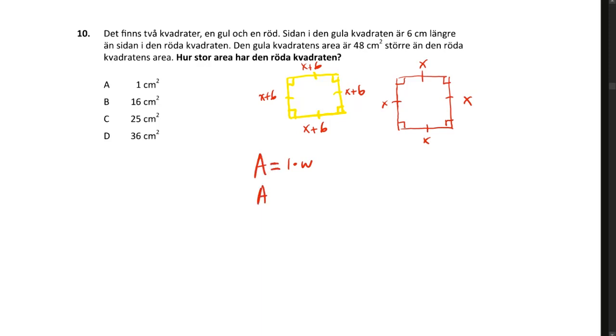The lengths are x plus 6 times x plus 6. So we can say x plus 6 to the power of 2. The area of this square is length times width, x times x, which is just x squared. All right. The area of the yellow square is 48 centimeters bigger than the red. The area of the red is x squared. So the area of the yellow is x squared plus 48, since it's 48 centimeters squared larger.